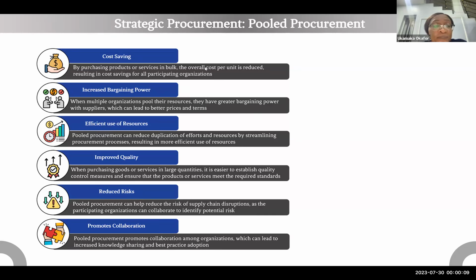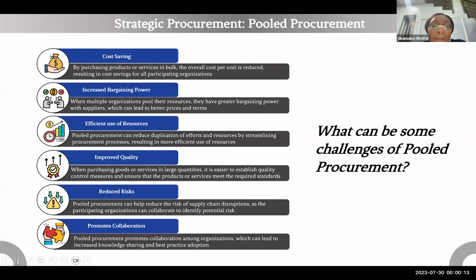Next slide. So what can be some challenges of food procurement?